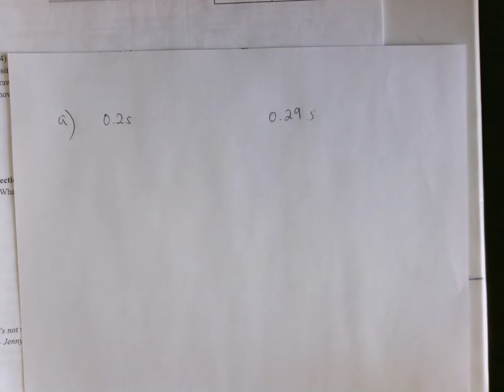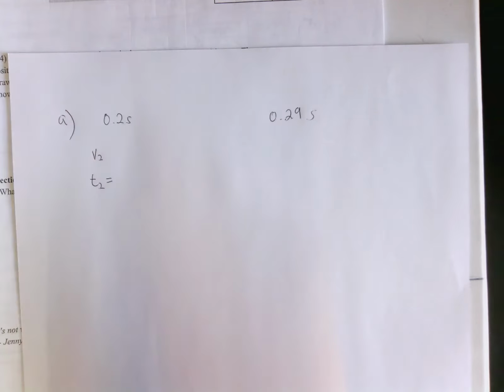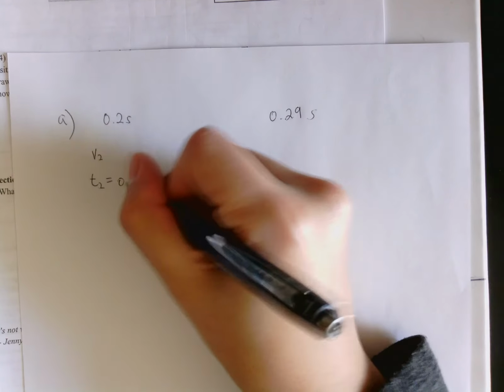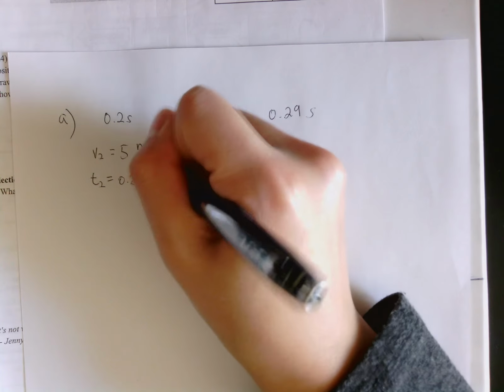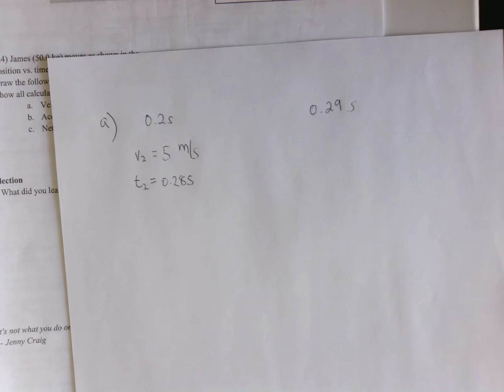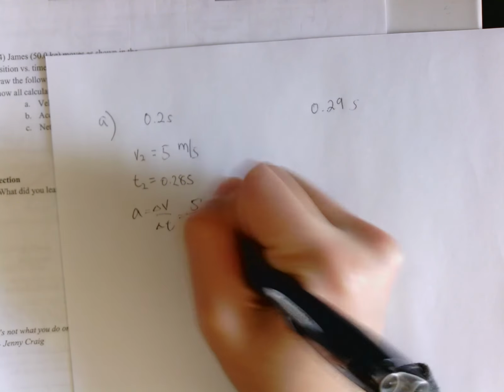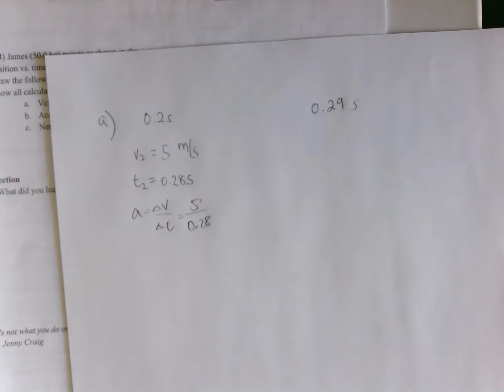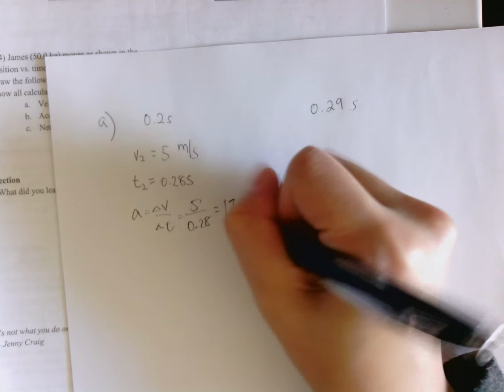So we can see we're given information though that at V2, which is T2, at time 0.28 seconds, which is when the student's feet leave the ground based on the diagram, and their speed at that point is 5 meters per second. So from this information we can see the acceleration, which is a equals delta v over delta t. So 5 over 0.28, and that is equal to 17.86 meters per second squared.